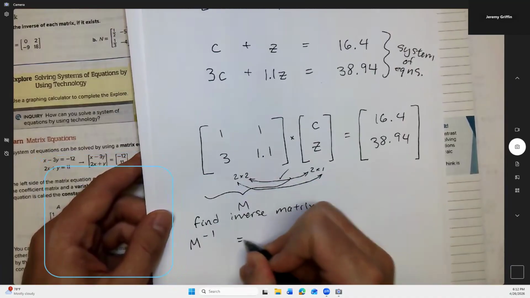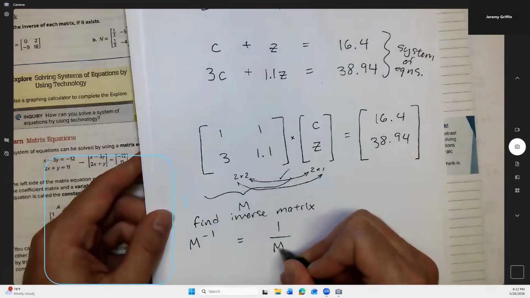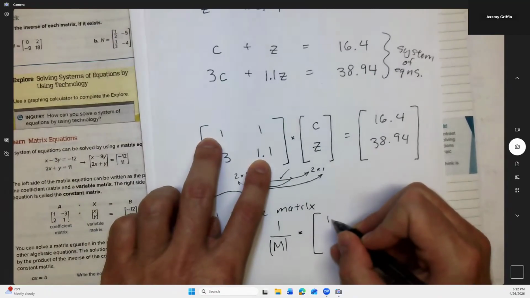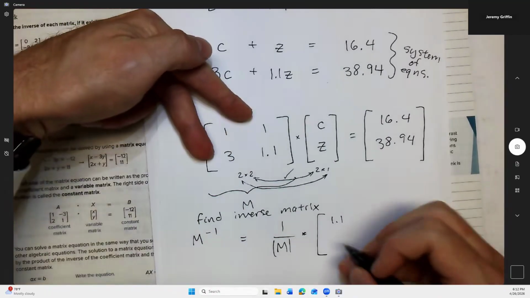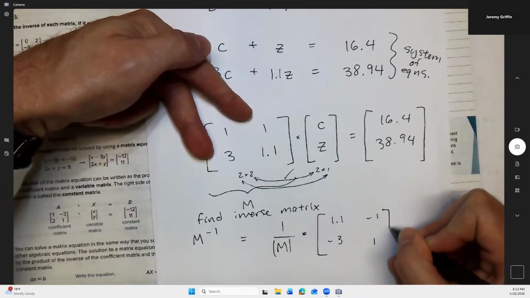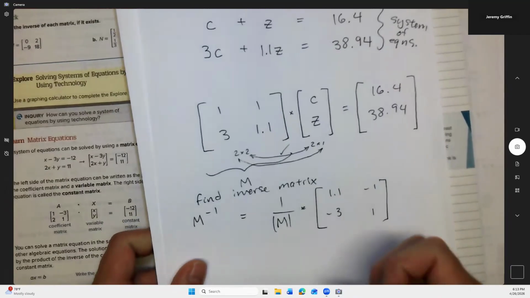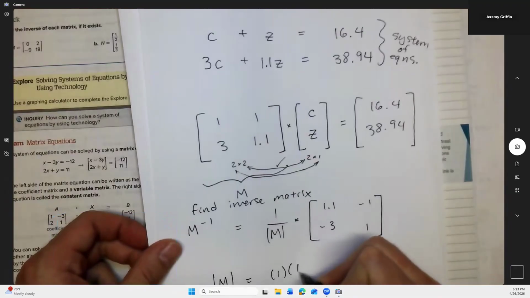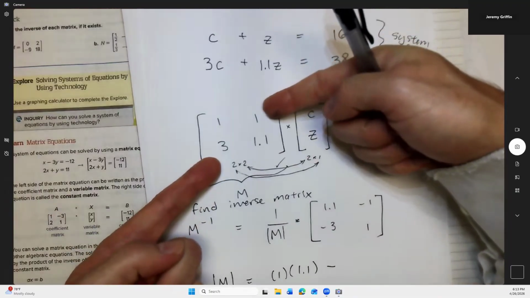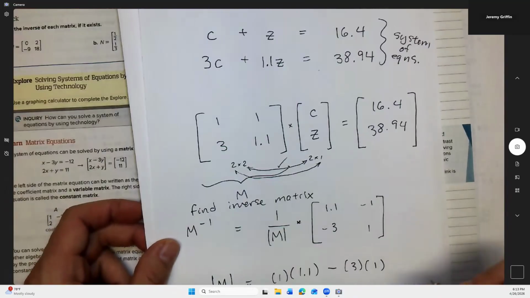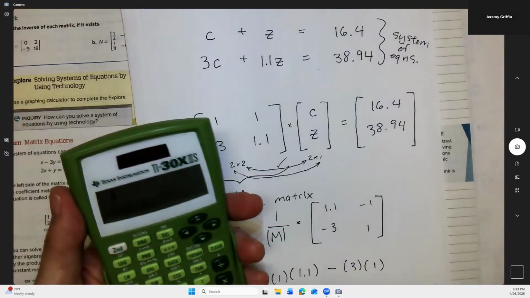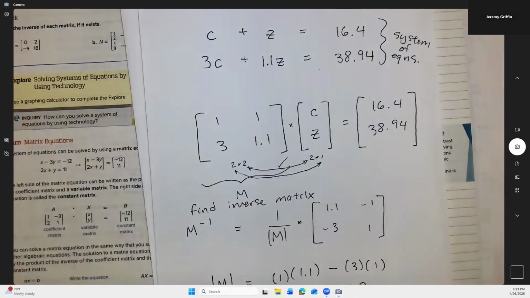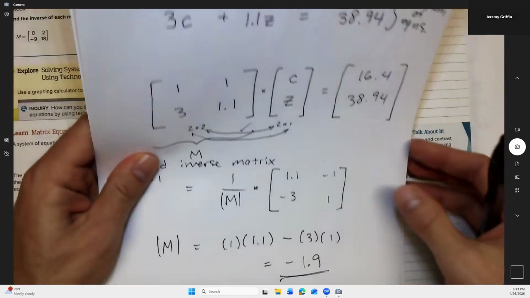This is going to be equal to 1 over the determinant of the matrix, multiplied by the matrix where I swap these two, 1.1 and 1, and then make these negative, -3 here and -1 here. But what is the determinant? The determinant will be 1 times 1.1 minus 3 times 1, which is 1.1 minus 3, so -1.9. Okay, I can go with that. Give them some decimal looking values. That's all right. Keep going.